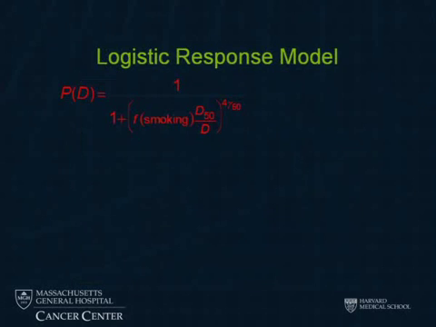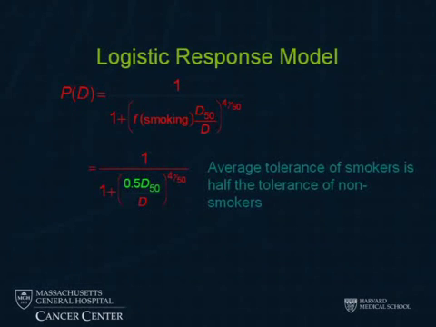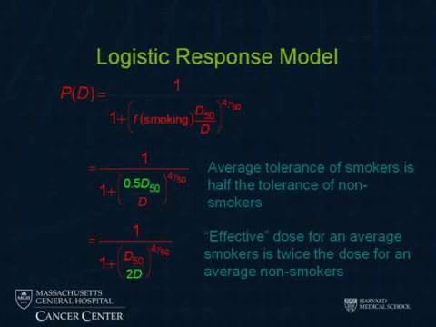So how do we account for, let's say, smoking in our response model? Well, you can say, for example, based on clinical data, that average tolerance of smokers is half the tolerance of non-smokers. Okay, so D50, which describes the position of the tolerance, will be half. So you multiply it by 0.5. But it's a matter of interpretation. You can say, okay, but instead of renormalizing tolerance, I calculate effective dose. So you can say effective dose for an average smoker is twice the dose for an average non-smoker. So you multiply this by 2. Mathematically, it's exactly the same, but you interpret it completely differently.